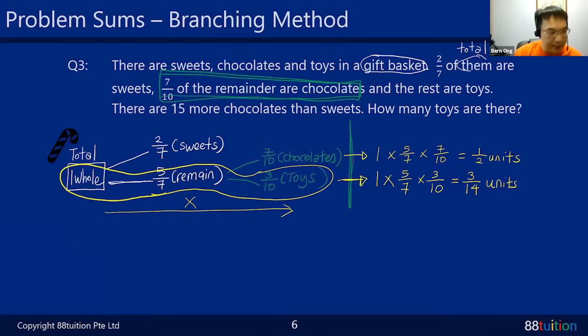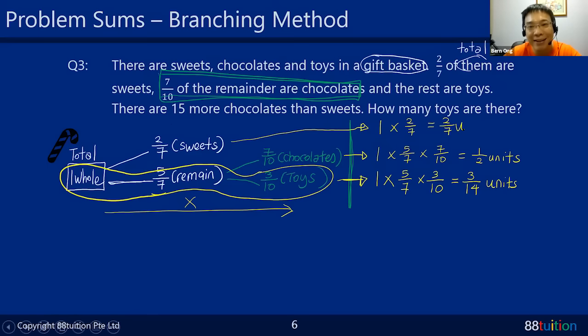And lastly, there is another fraction here, which is the 2 over 7. This 2 over 7, let me just write it here. There's nothing to multiply. If you want, you can say that it's actually 1 times 2 over 7, because the 2 over 7 comes from the 1 unit also. So if you want to be consistent, then 1 times 2 over 7 will give you 2 over 7 units.